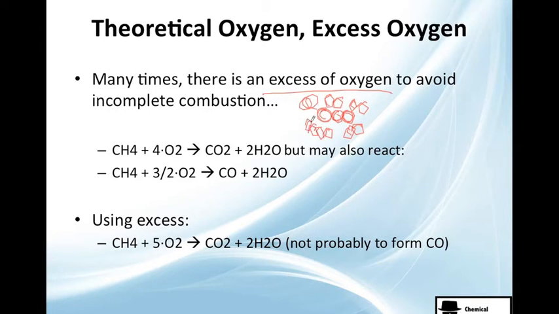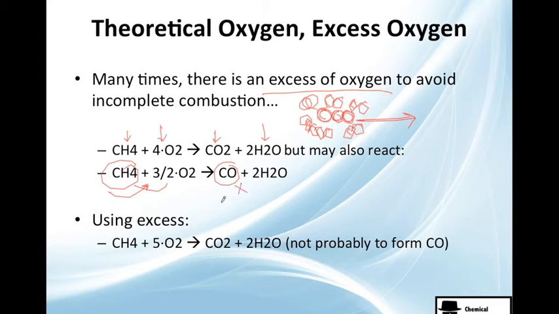So the more oxygen you put, the easier they react, they have more exposure to oxygen, so they react better. So imagine this, we have methane and we have 4 moles of O2 and they will be producing 1 mole of CO2 and 2 moles of water. But the problem here is the methane could also react with 3 half of O2, which will give you 1 mole of CO.